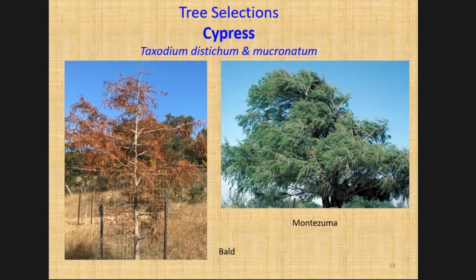Where is that native to? It is native to southern Texas and all the way down to central Mexico. Okay, and out to Arizona as well. Question: my bald cypress is about that color right now. So is there anything I can do to make it feel better? Yes, we'll talk about that in a few slides. Okay.